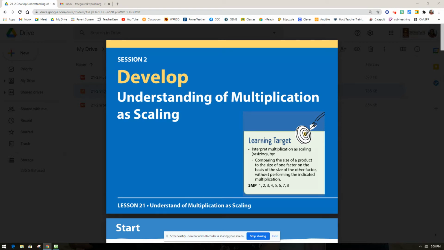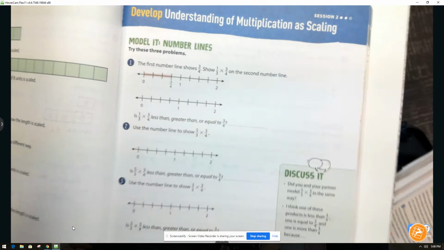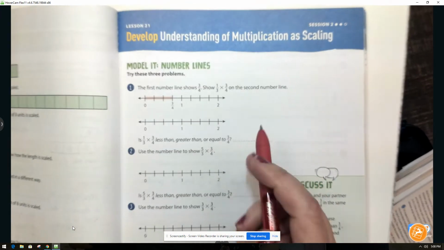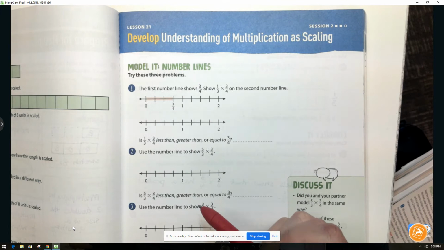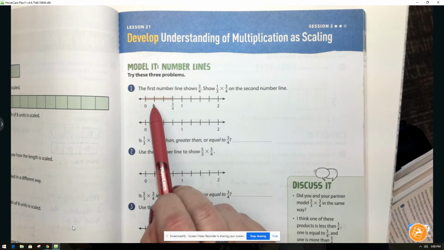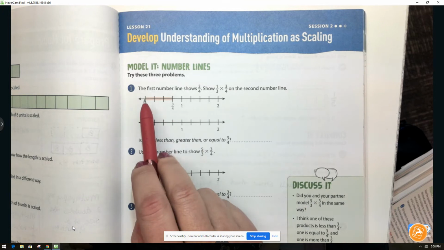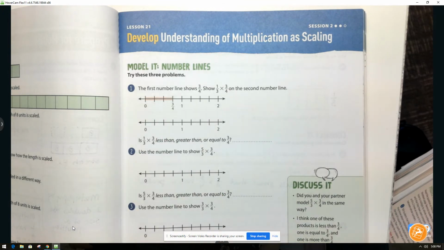We'll be working in your Ready Classroom Math workbook on pages 429 through 432. So go ahead and take out your Ready Classroom Math workbook to page 429. All right, so on page 429, we see a series of number lines, and I know how much you love number lines. And so we're going to look at how a quantity changes based off of the factors that we're multiplying by. So we're going to look here at number 1, and it says this.